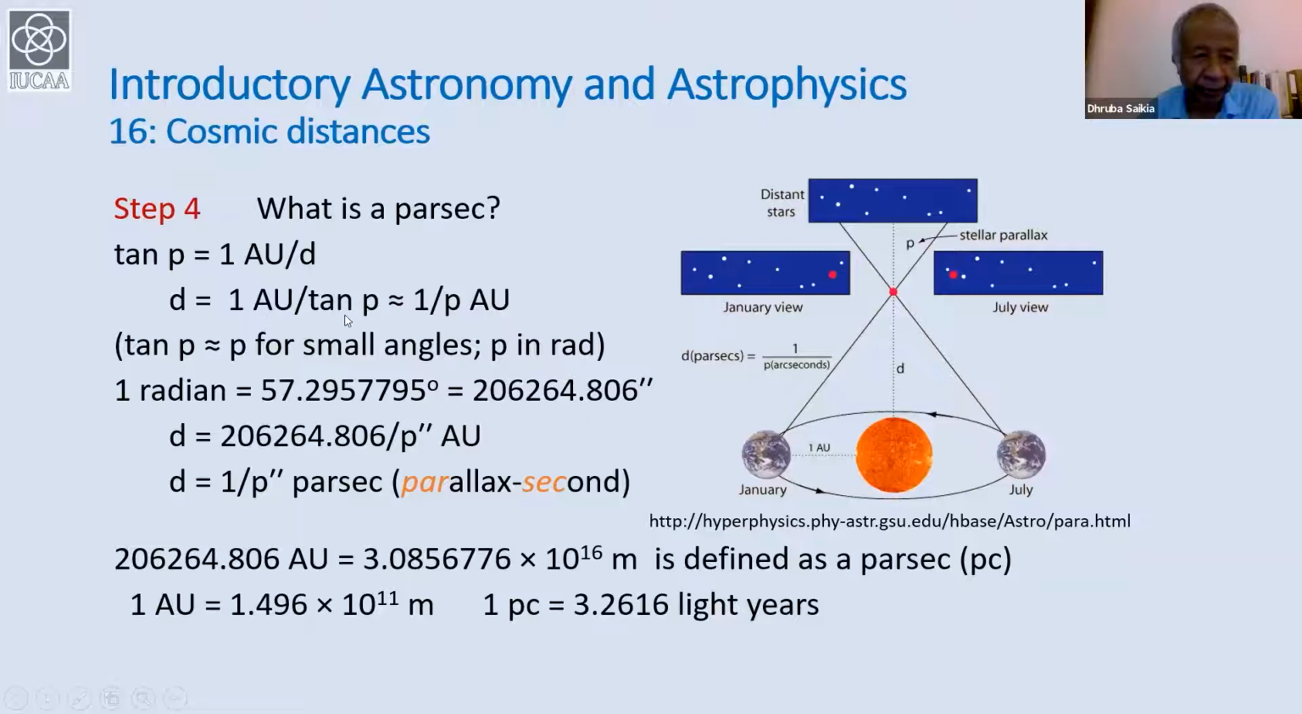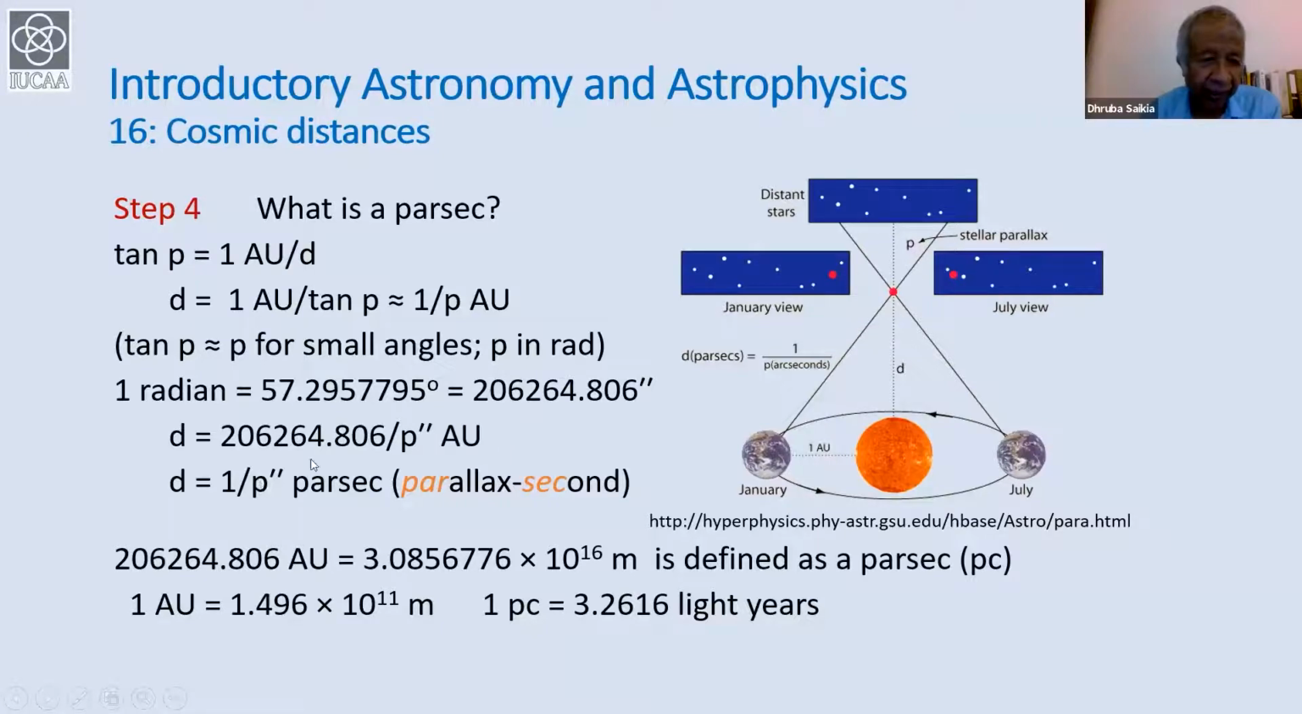So D is equal to 1 AU divided by tan P, which is 1 AU. Tan theta is on the order of theta for small angles. So 1 upon P, astronomical units. Now, 1 radian is equal to so many degrees. So if I put the angle in degrees, I will get it in degrees or arc seconds. I will get D is equal to 206,264.806 divided by P in arc seconds, and this will be so many astronomical units.